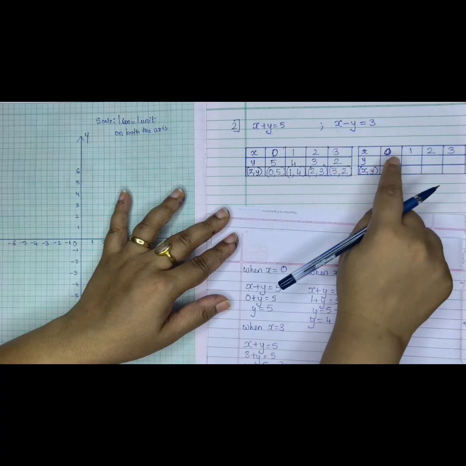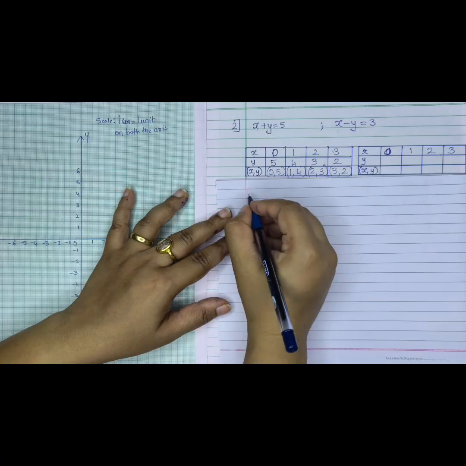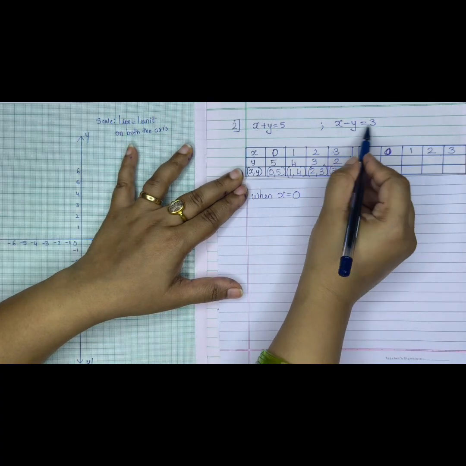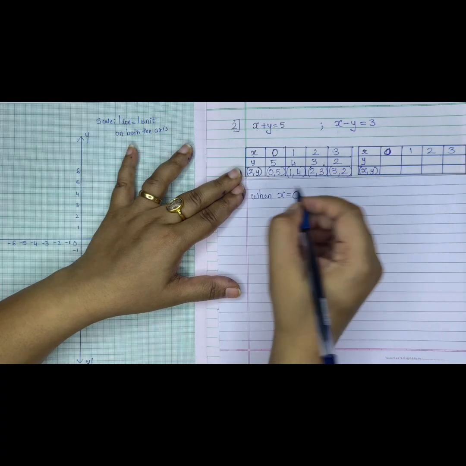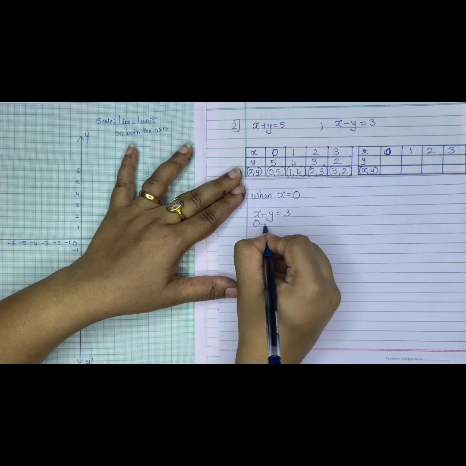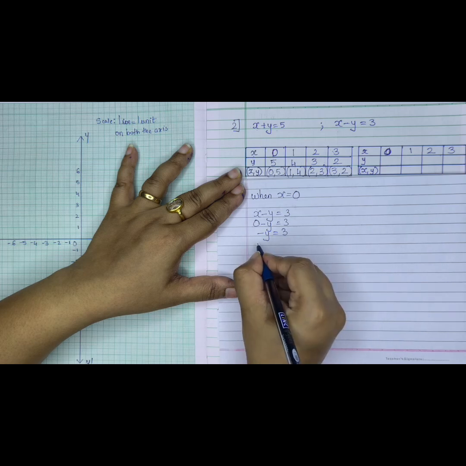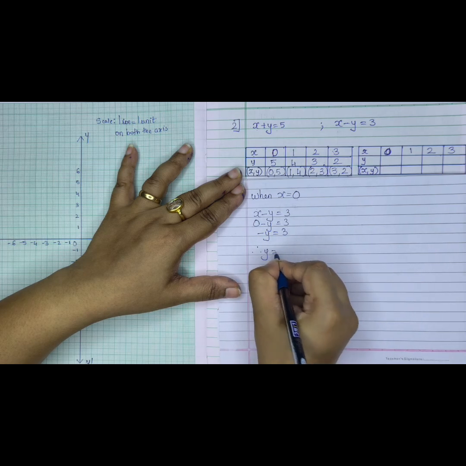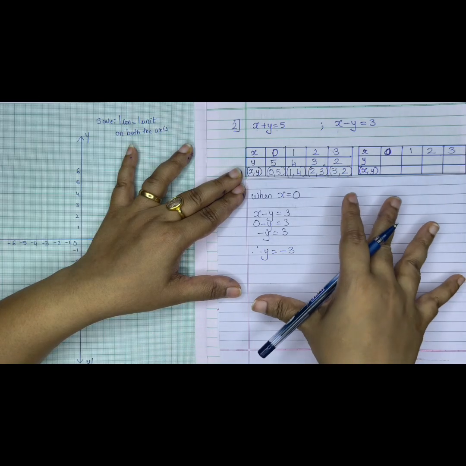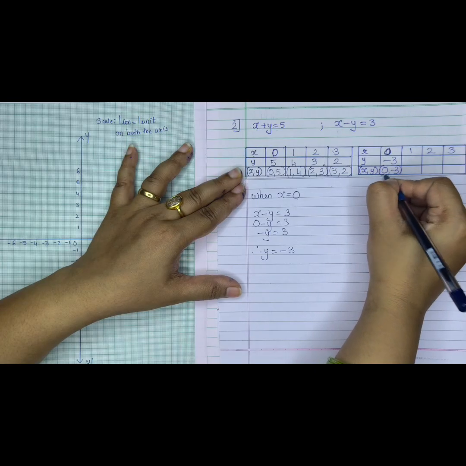Now same way we will solve this. When x is equal to 0, take this equation now and find the value of y. X minus y is equal to 3. X is 0, minus y is equal to 3. Minus y is equal to 3. Therefore, y is equal to minus 3. Write it here. So we get 0 and minus 3.